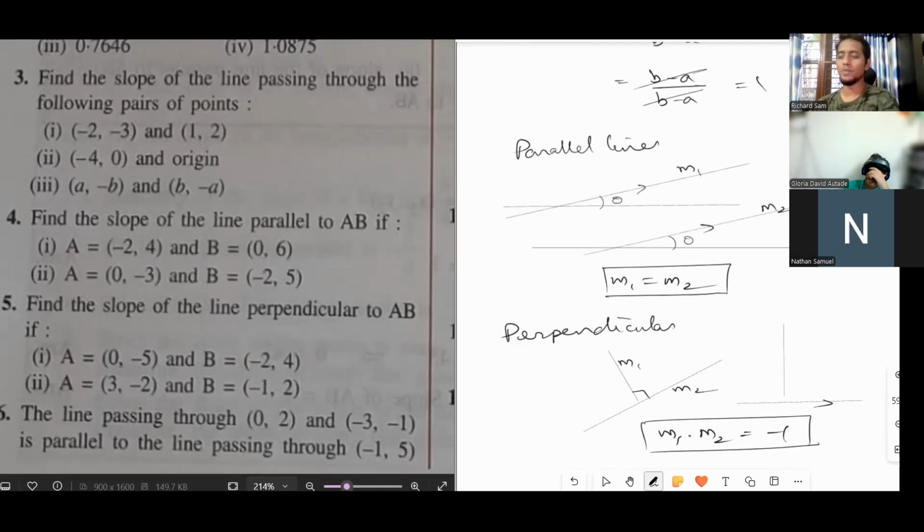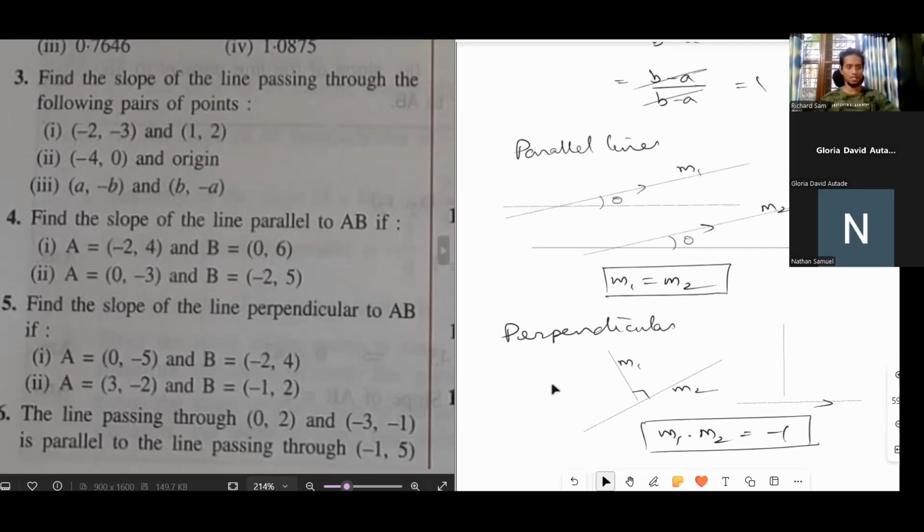Why is this useful? When would we use this? Suppose you have two lines that are parallel and you know the slope of one line, then you know the slope of the second line. Same way here also. If two lines are perpendicular and you know the slope of one line, you put that in this formula and you can find the slope of the second line. Write this down.